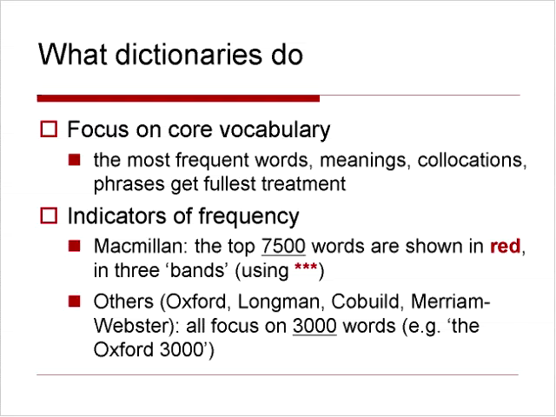The other thing that we do is we have explicit indicators of frequency, and if you look in the Macmillan Dictionary, what you'll find is that the really common words are shown in red, the top 7,500 words, and we have stars to show which ones are most common. I'll just show you that now. Hold on. We'll go into the dictionary.